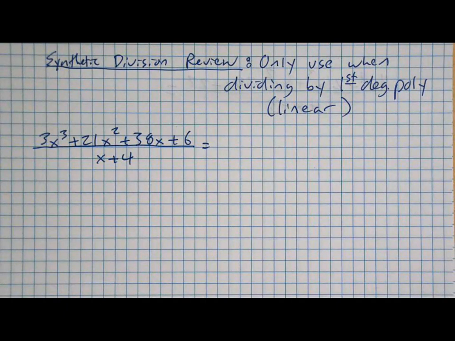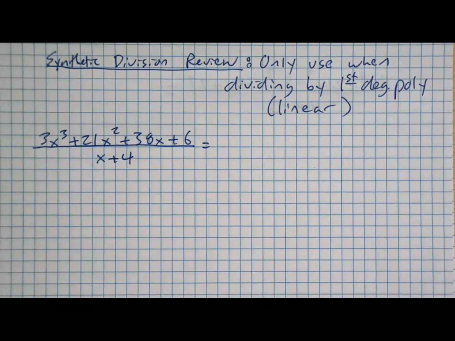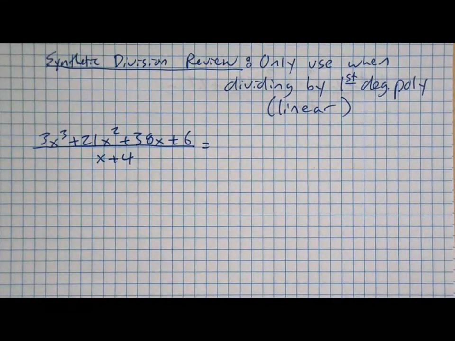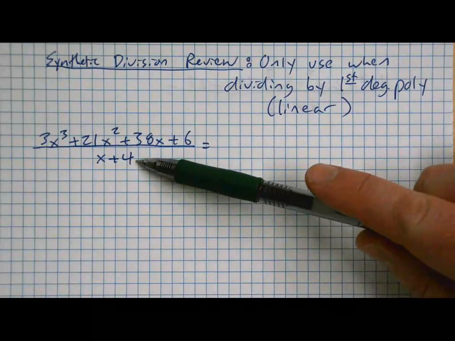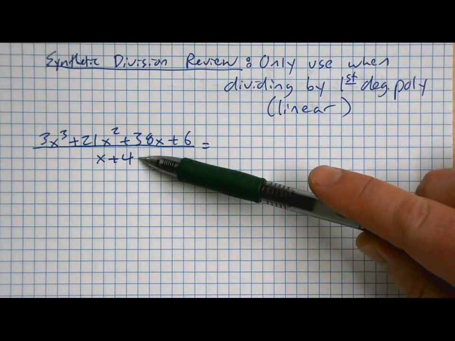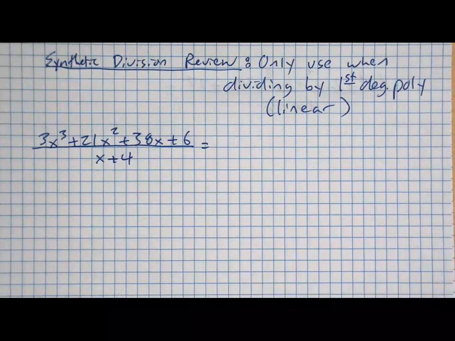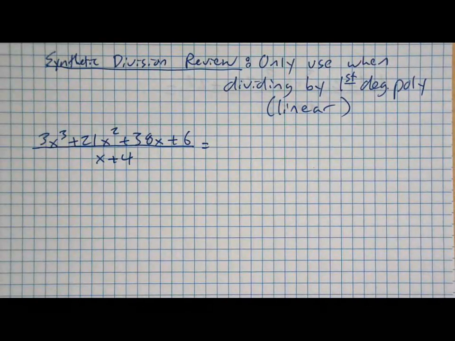So the first thing I want to remind you about synthetic division is it can replace long division, but only when the thing we're dividing by is a first degree polynomial. So this has to be a linear polynomial. If this was an x squared plus 4 instead, we would not be able to use synthetic division for it. So it's not the fact that it's a binomial, it has to be a first degree polynomial. Synthetic division only works in that case. So if that had been x squared plus 4, we'd be forced to go back and do this using long division instead.